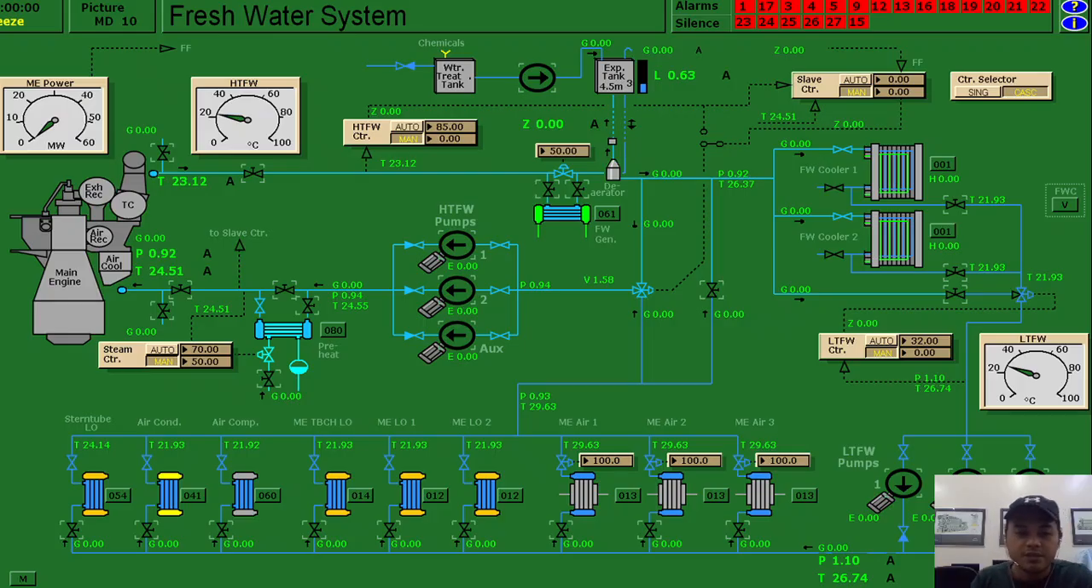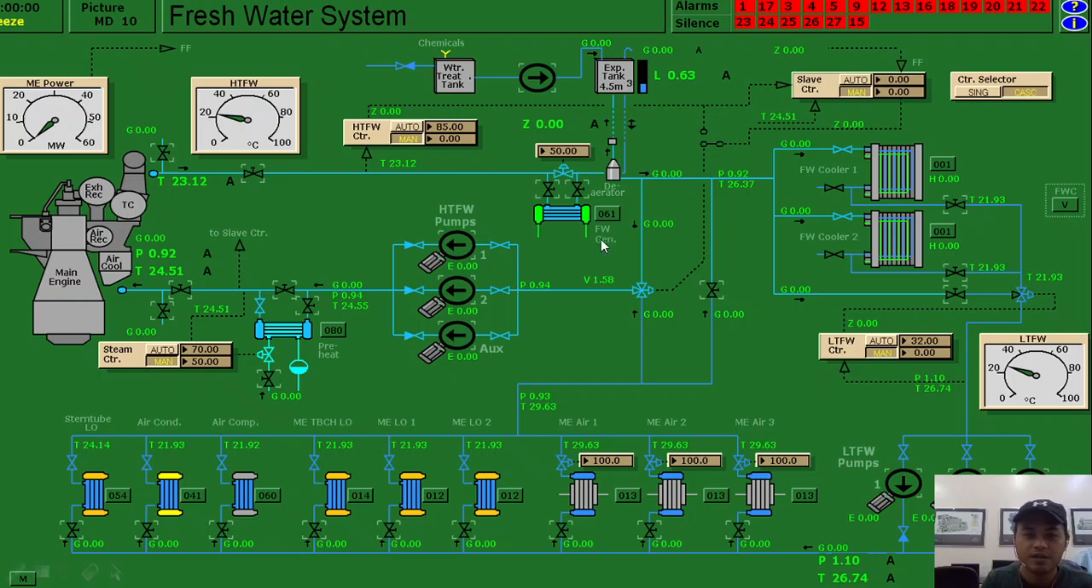Okay, so here, any more questions? So, our freshwater generator. Okay, as we can see, our expansion tank is located above the main engine. So, it's usually 10 meters above the main engine. So, ano ang purpose nito? What is the purpose of putting the expansion tank 10 meters above the main engine?